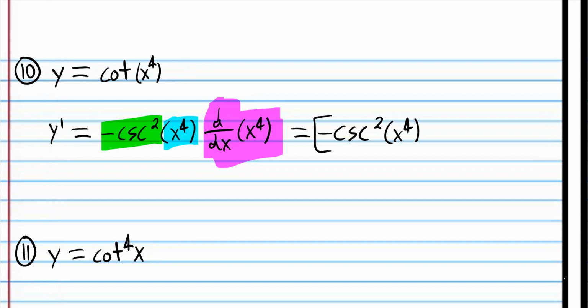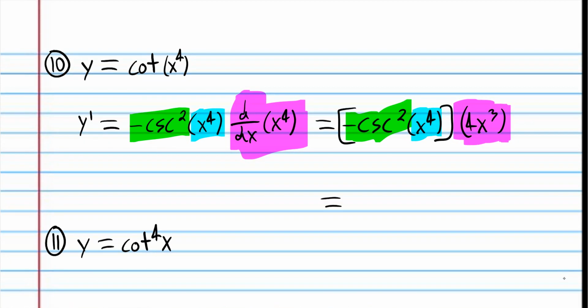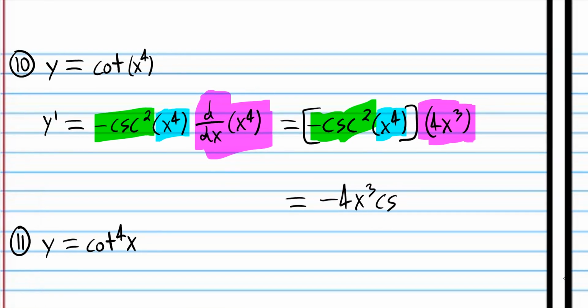So I'm going to use brackets. And this is the derivative of x to the 4th. Again, this is the derivative of the outside function and the inside function. And finally we have 4x cubed, negative 4x cubed, times cosecant squared of x to the 4th.